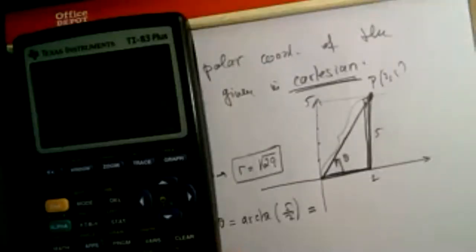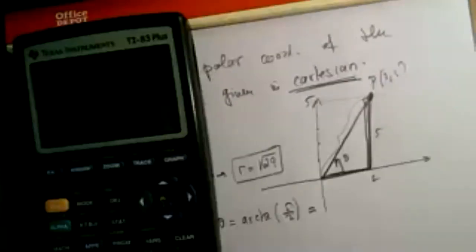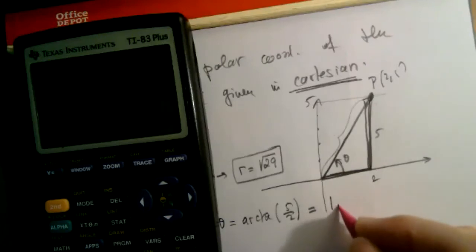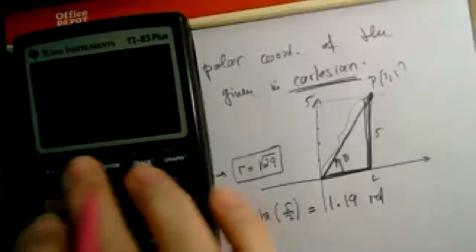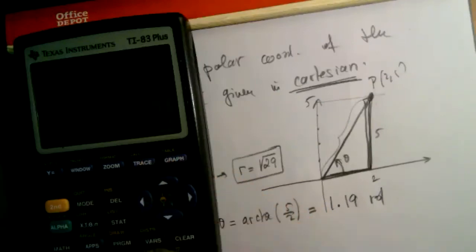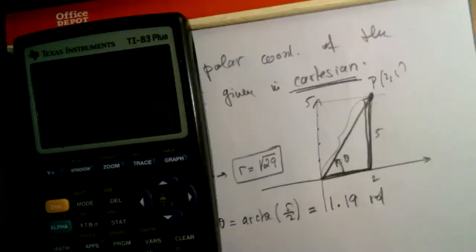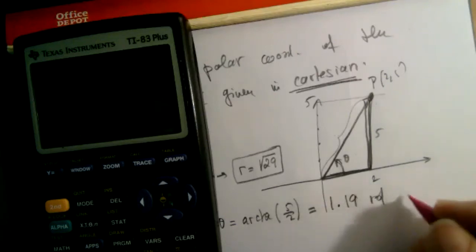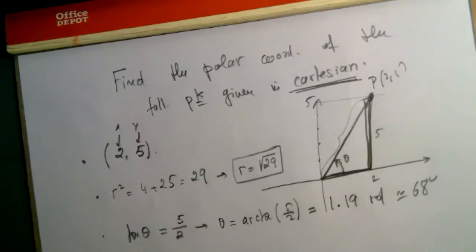That's easy, the tangent inverse of 5/2, which is 1.19 radian. And if I want it in degrees, you can either do it by hand or you can enter it. So let's do it by hand now. Tangent inverse of 5/2 is almost 68 degrees. Okay, and it makes sense. This angle is between 0 and pi over 2.